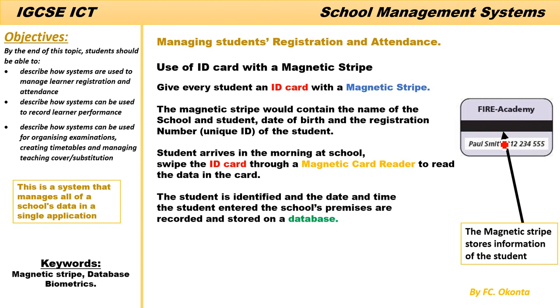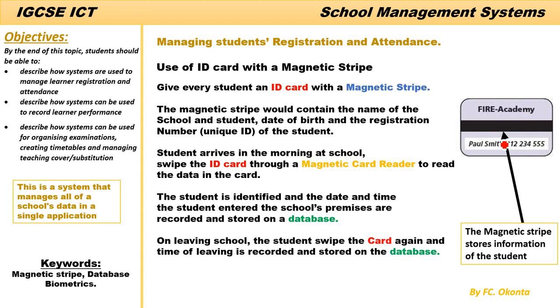So now you can see that this is an improvement over the traditional method with pen and paper, and also the OMR sheet. This is an improvement over both of them. On leaving the school, the student can swipe the card again, and the date and time of leaving the school is recorded.